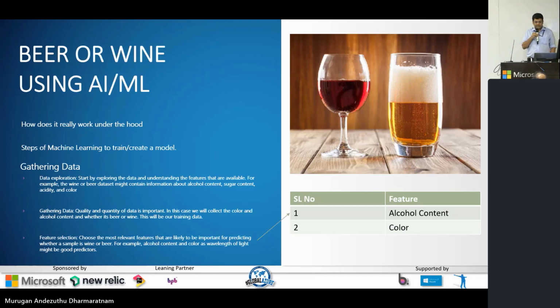So this is actually a 7-step process to solve a problem. The problem here is basically to determine whether a drink is a beer or wine. How will you actually solve this problem? Could you please help me with the answer? Not using AI. Other than AI, how do you solve this problem?